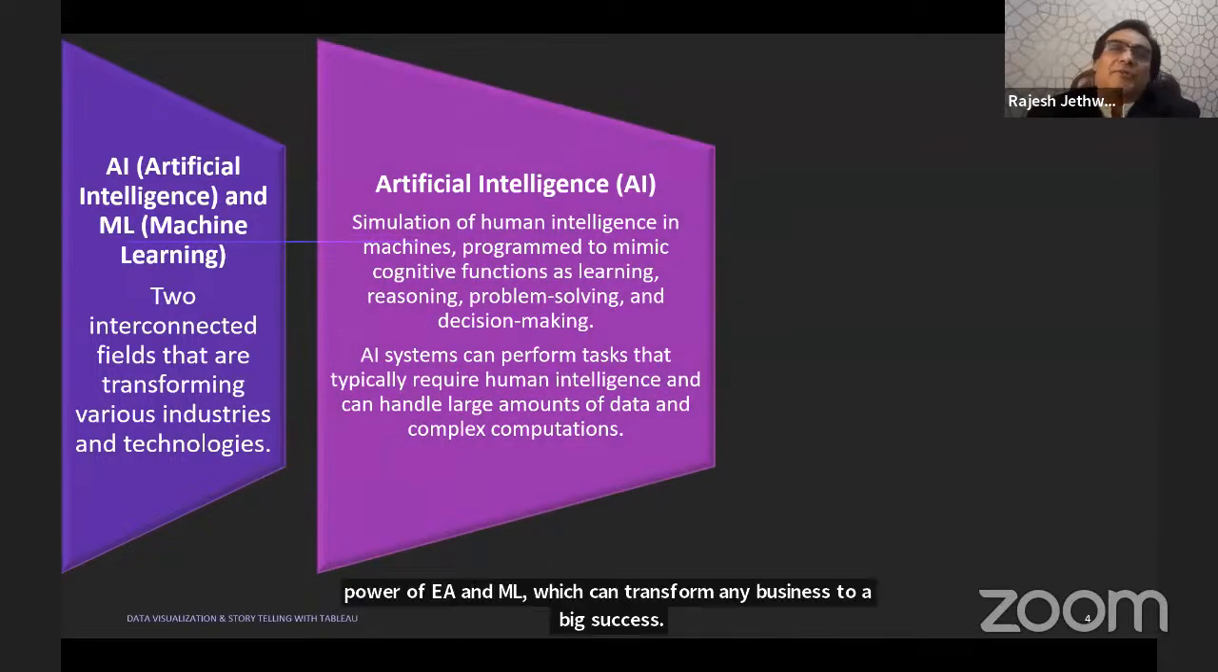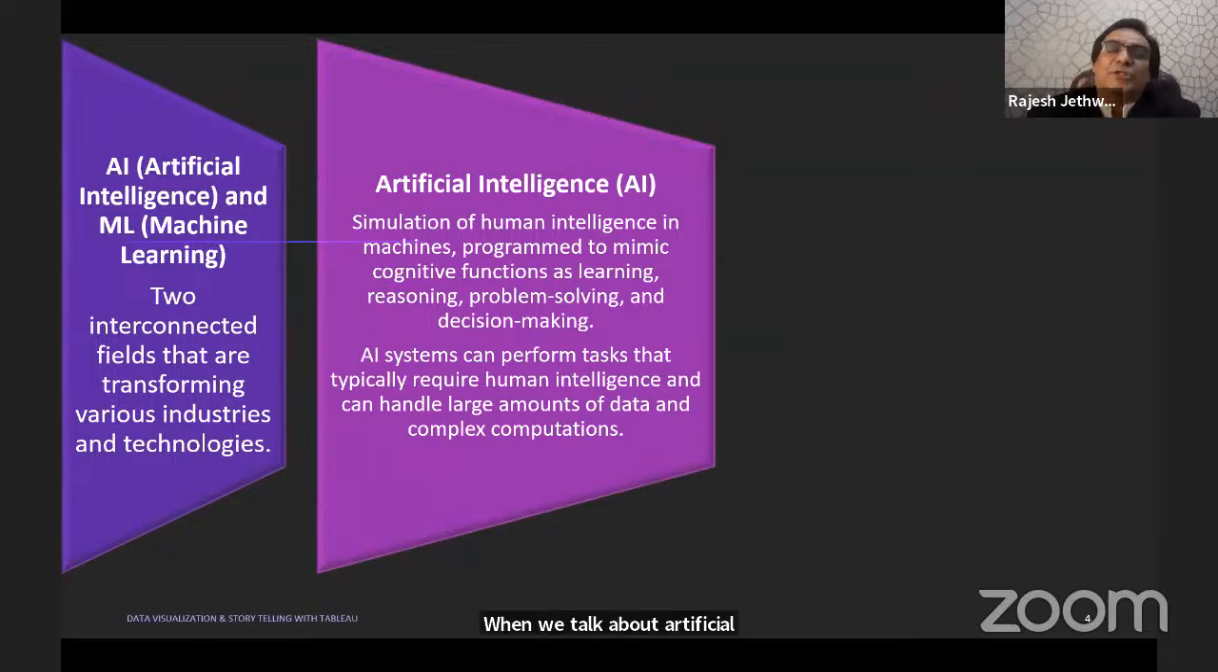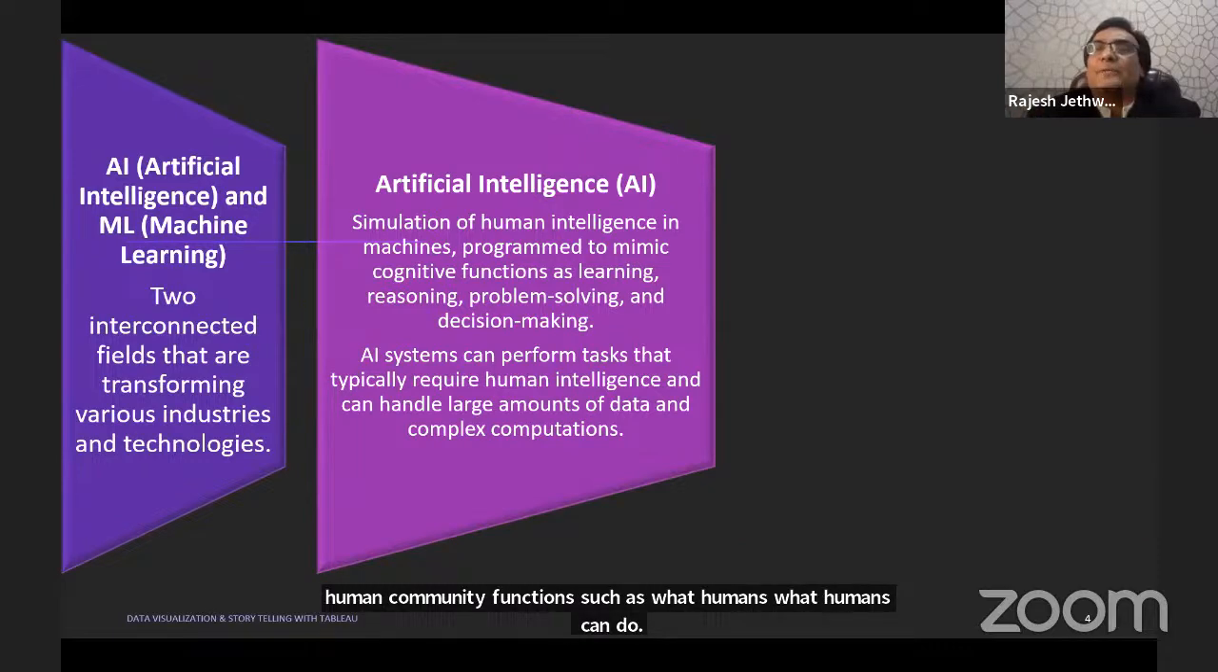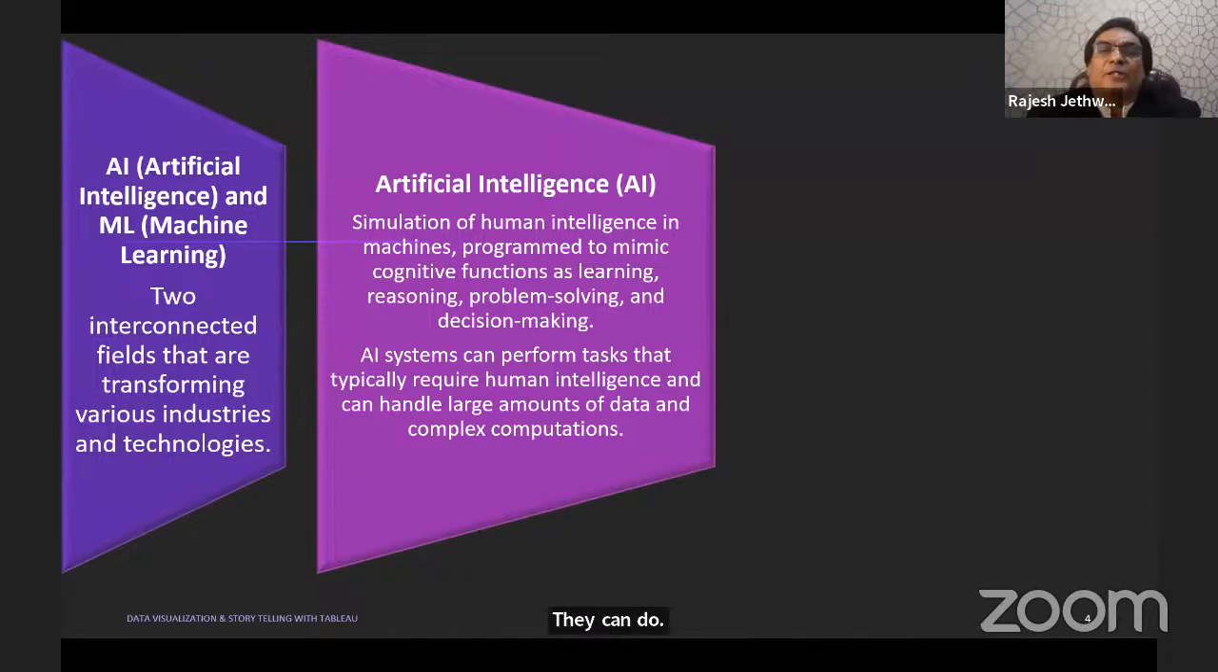When we talk about artificial intelligence, it is the simulation of machines which can mimic human cognitive functions, such as what humans can do. They can have reasoning, they can do problem solving, they can go for decision making. So now the machines being developed can do all these things for you. For example, you must have heard of driverless cars, autopilot aircrafts. All these functions are a part of artificial intelligence.